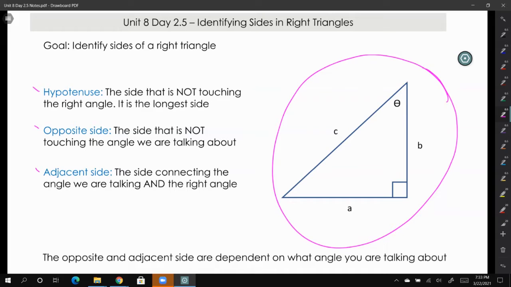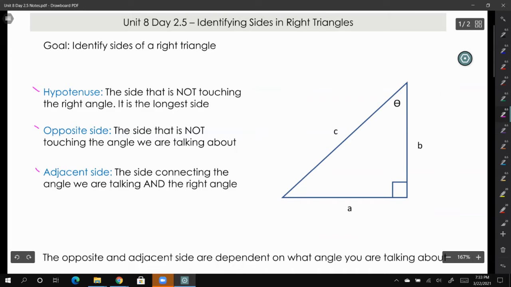adjacent side. We know what the hypotenuse is. We've been using that all year. The hypotenuse is the side that is not touching the right angle, and it's the longest side. So here's our right angle. So the only side that doesn't touch that is this side right here, C. So this is the hypotenuse, or we can abbreviate that hyp.